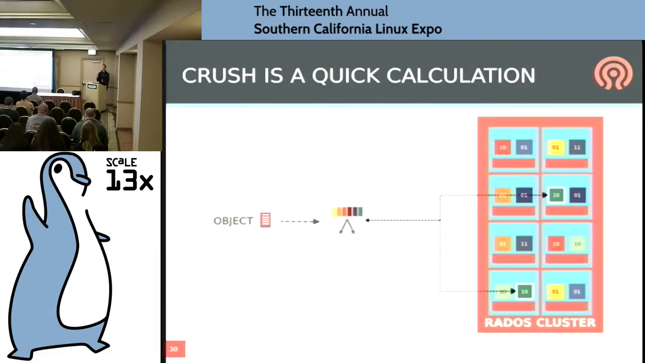But the key thing is that CRUSH is a quick calculation. There's a small amount of information that every node knows about who the nodes are and what the data distribution strategy is. And then they can calculate where any particular object would be stored in the system.